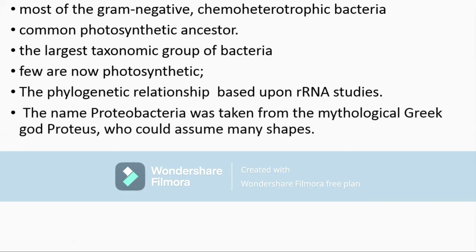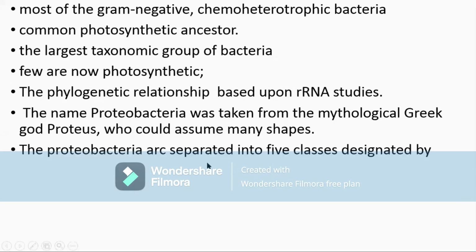And why is it given the name proteobacteria? Because it is based on a Greek god known as Proteus, and Proteus means that it can assume many shapes. So in this group, you can find organisms of different varying shapes. You may find curves, you may find rods, you may find some spirals, so they can assume many shapes. That's why the group is named Proteobacteria, right?